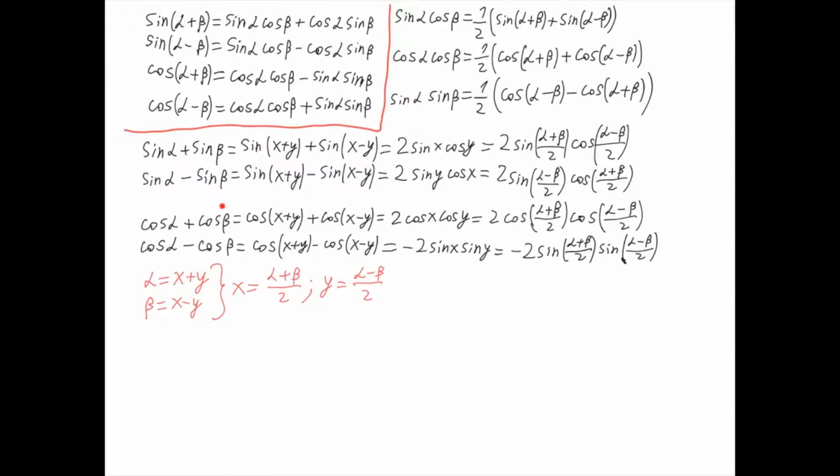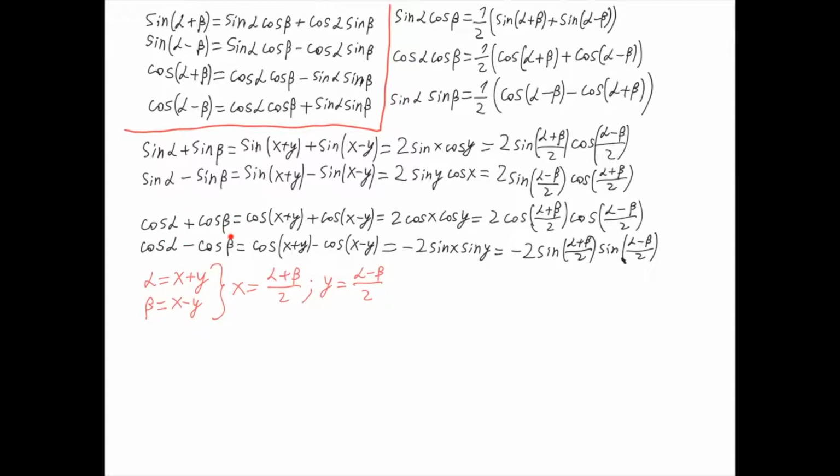Now for cosine alpha plus cosine beta, this equals cosine of x plus y plus cosine of x minus y. And now this here appears right there, but alpha instead of x and beta instead of y. So this expression must equal 2 times cosine x cosine y. And then we replace x with alpha plus beta over 2 and y with alpha minus beta over 2, and then we get 2 times cosine alpha plus beta over 2 times cosine of alpha minus beta over 2, which is the formula for cosine alpha plus cosine beta.